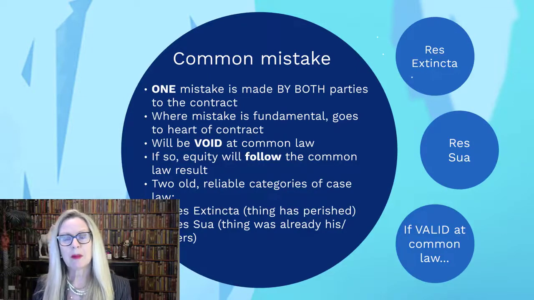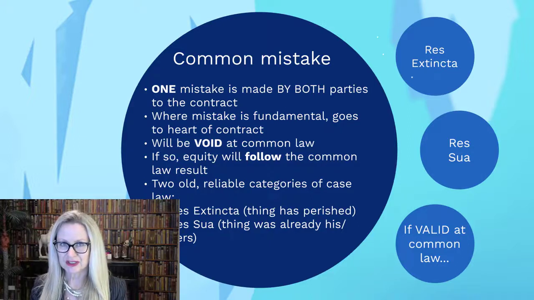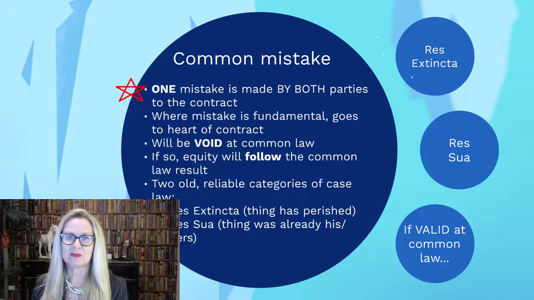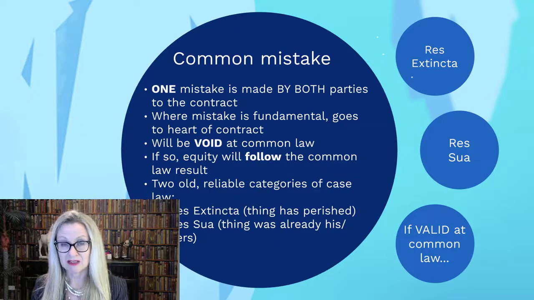The first thing to note about common mistake is a terminology issue. Where you say you have a case of common mistake, when you are using this as a legal term of art, what you mean is that there has been one mistake that has been made and both parties have made it. One mistake is made, both parties have made the same mistake. You'll see why I labour that point in just a moment.